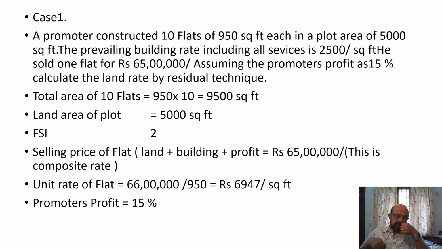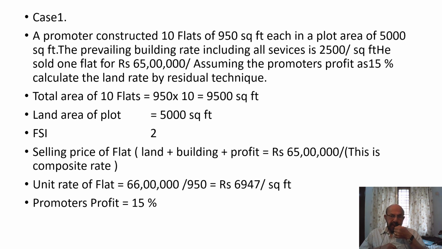Case 1. A promoter constructed 10 flats of 950 square feet each in a plot area of 5,000 square feet. The prevailing building rate including all services is 2,500 per square foot. He sold one flat for rupees 65 lakhs. Assuming the promoter's profit as 15%, calculate the land rate by residual technique.